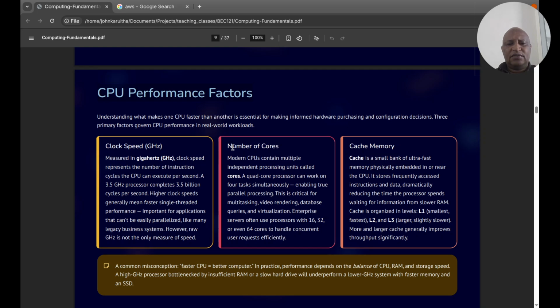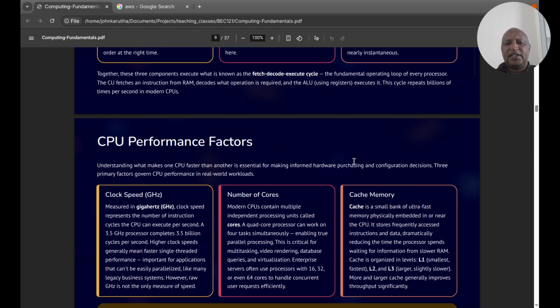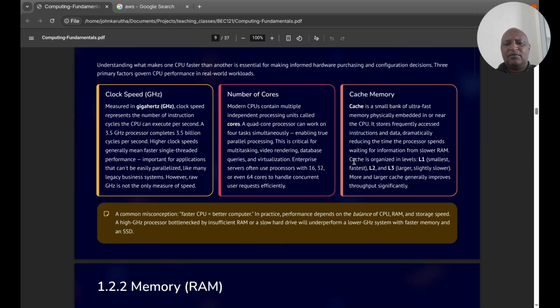Then we have the number of cores. These are independent processing units called cores. So inside the CPU, a CPU could have more cores, which is better for you. Then we have the cache memory. This is what we talked about here, registers. So this is a small bank of ultra-fast memory embedded near the CPU, which stores frequently accessed instructions and data. So in this case, when you are buying a computer, you should look for a computer that has a higher clock speed, higher number of cores, and higher cache memory. You are going to see these three things when you are buying your computer.